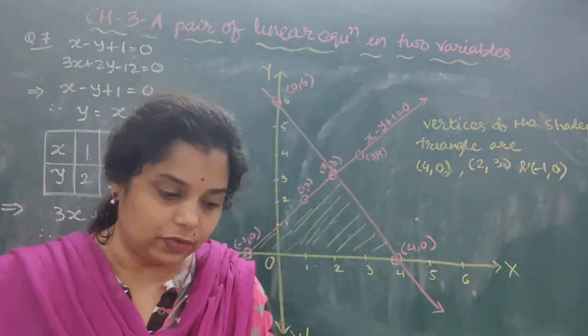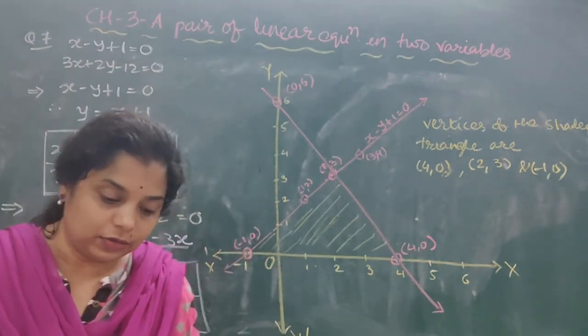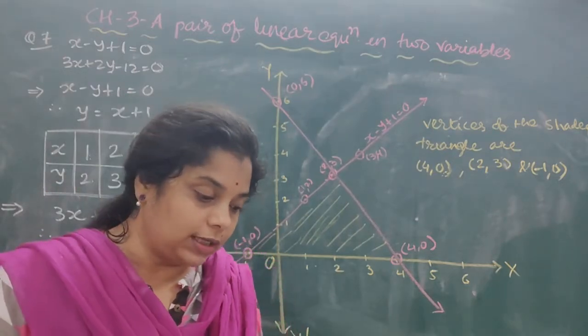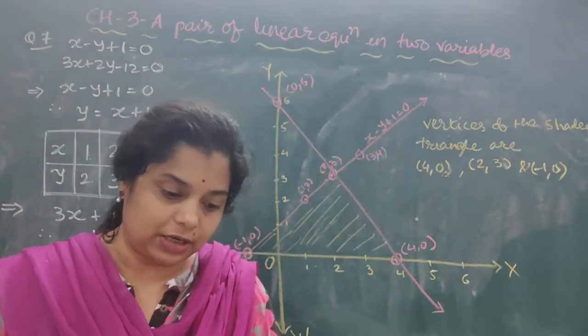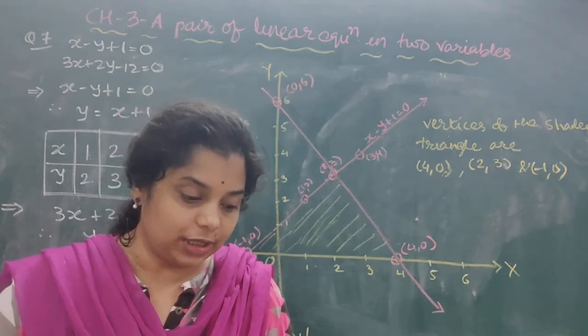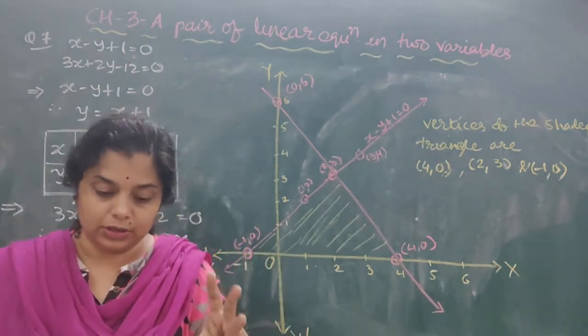Draw the graphs of the equations x minus y plus 1 is equal to 0 and 3x plus 2y minus 12 is equal to 0. Determine the coordinates of the vertices of the triangle formed by these lines and the x-axis, and shade the triangular region. So we have to do three things here.